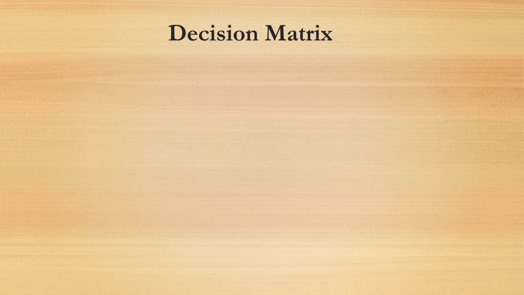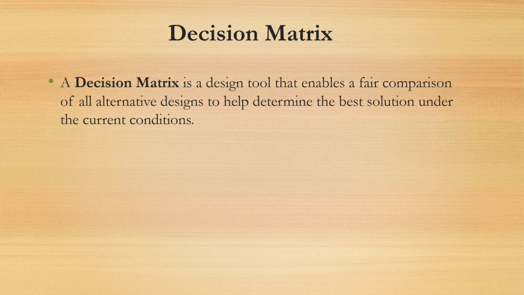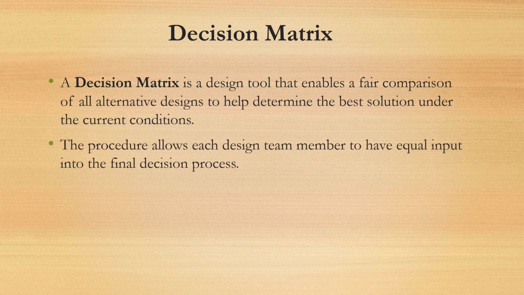Okay, a decision matrix. What is a decision matrix? So specifically, this is a design tool that enables a fair comparison of alternative designs to help determine the best solution under current conditions. And so I really like that definition. I think it's pretty clear. It will really help us have a fair comparison across these different design criteria and constraints. This procedure allows design team members to have equal input into a final design decision.